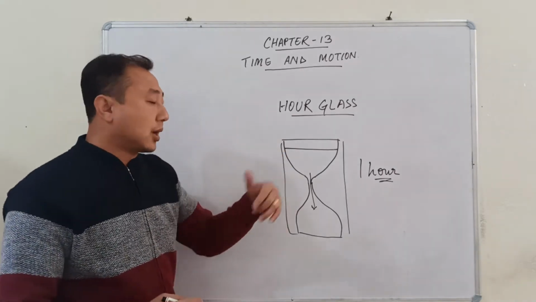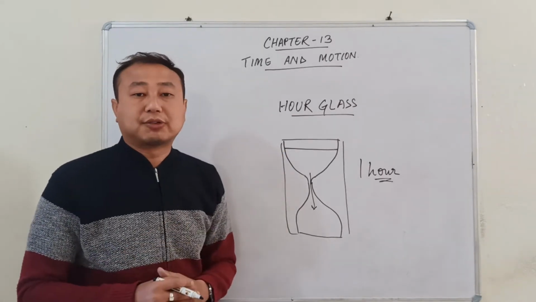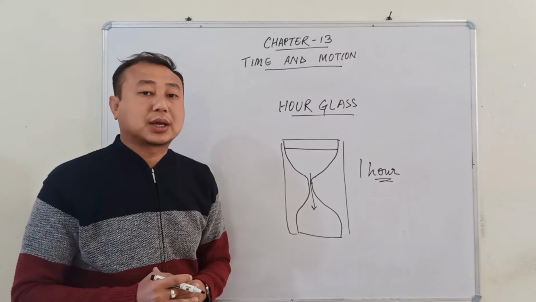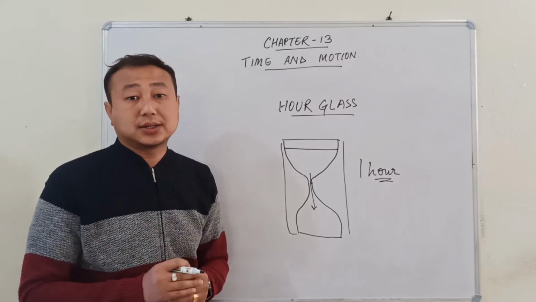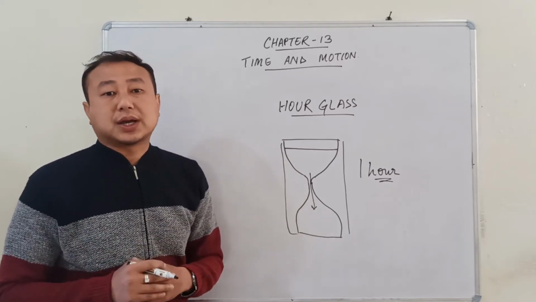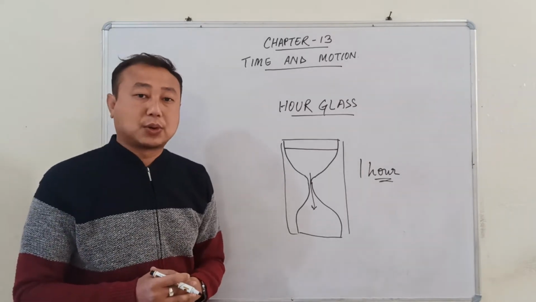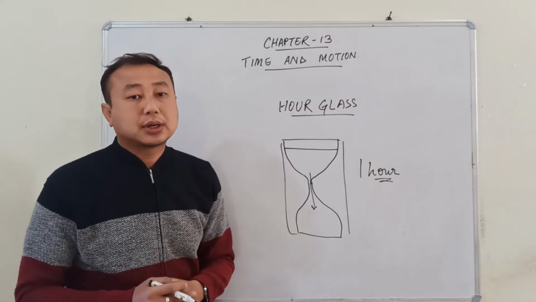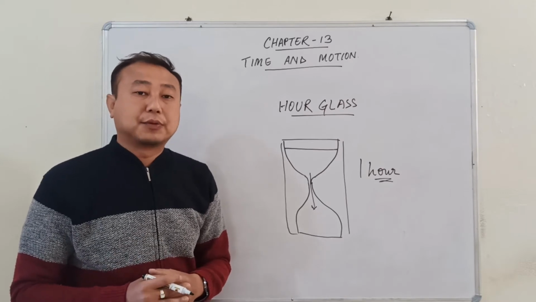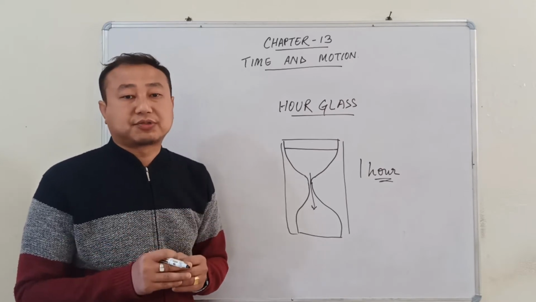The sundial and the hourglass can measure a time interval of 1 hour and more than that. They cannot measure a time interval which is less than 1 hour. Because of that, different scientific devices were developed after the invention of this hourglass. Let us see those new devices that were developed which can measure the smaller unit of time.